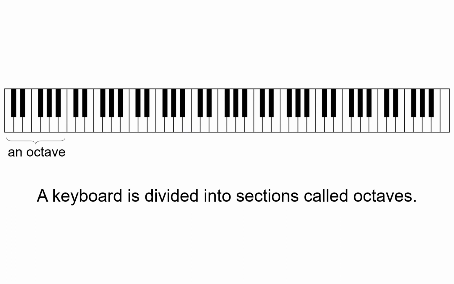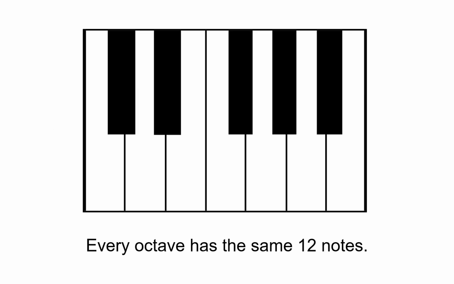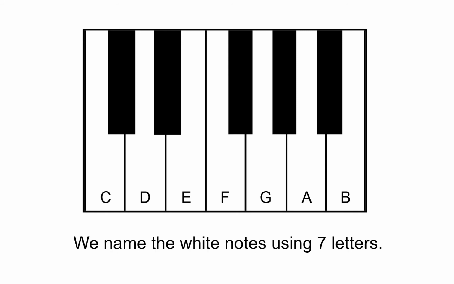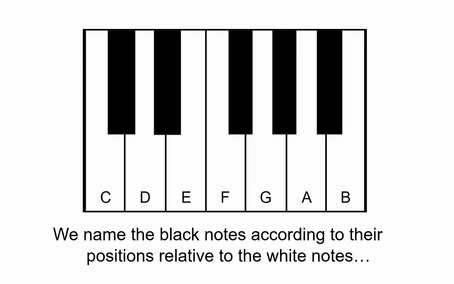A keyboard is divided into sections called octaves. Every octave has the same 12 notes. We name the white notes using 7 letters, C, D, E, F, G, A, and B, but we name the black notes according to their positions relative to the white notes.